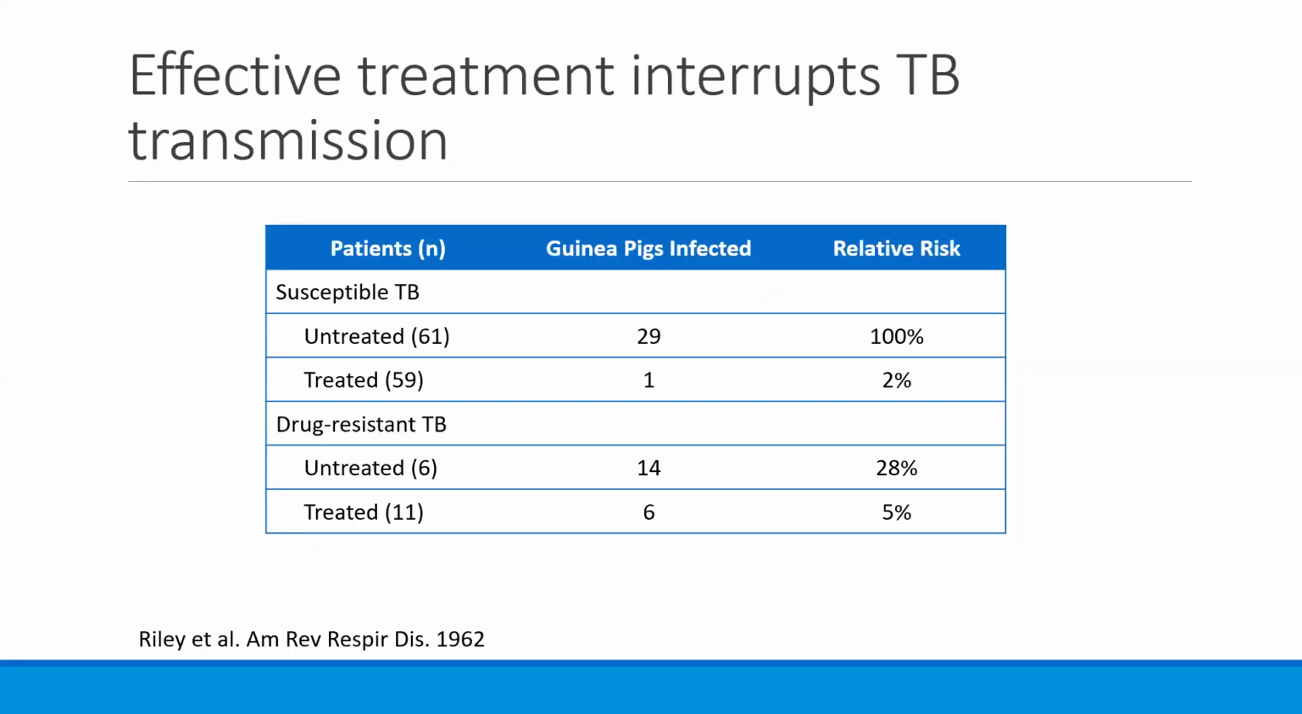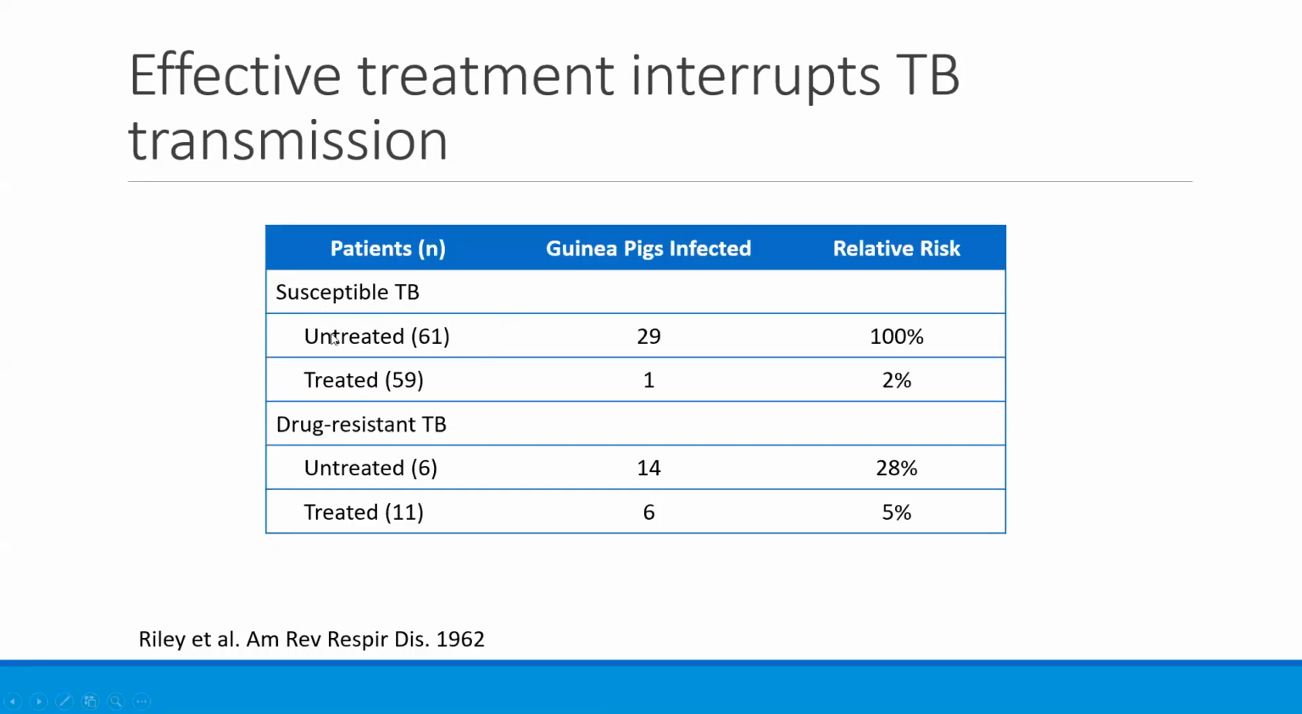So here is an experiment to test the idea that effective treatment decreases or interrupts transmission. This is an experiment from the 1960s by Riley. In this experiment, guinea pigs were exposed to the air of patients with either treated or untreated forms of TB. It is a way of directly comparing the relative effects of treatment on the infectiousness of patients with drug susceptible and drug resistant TB.